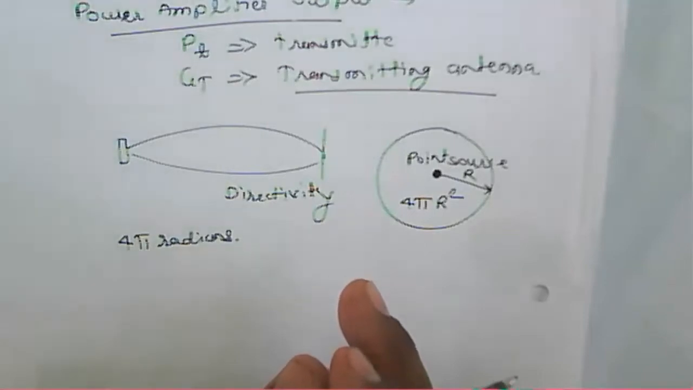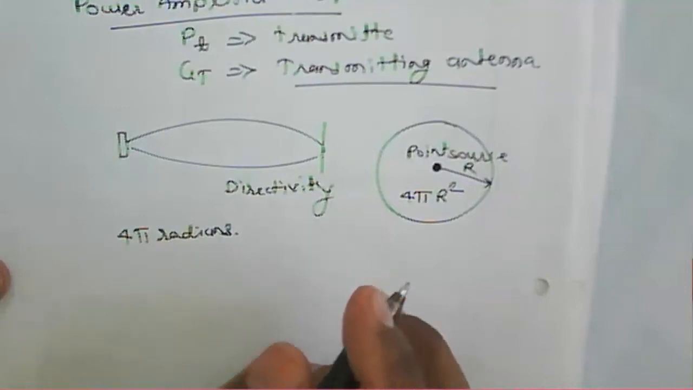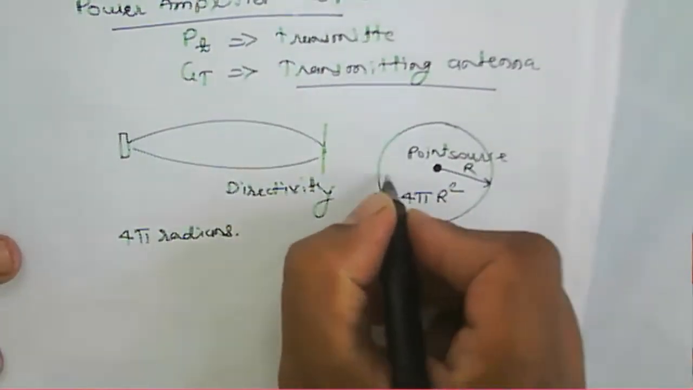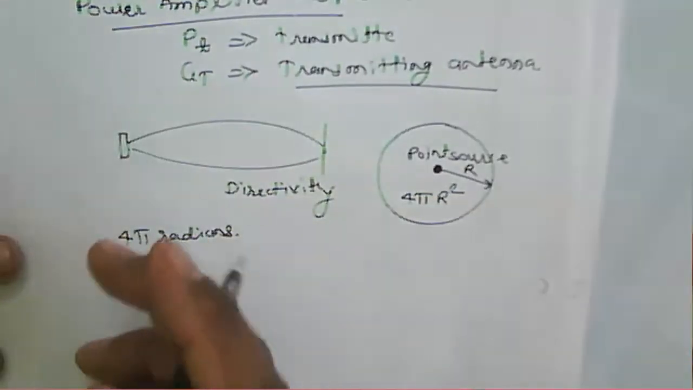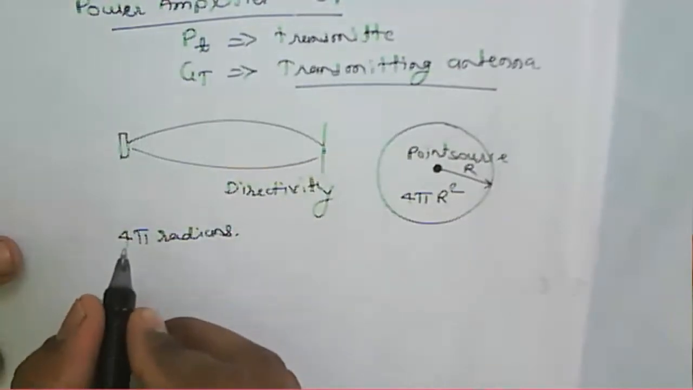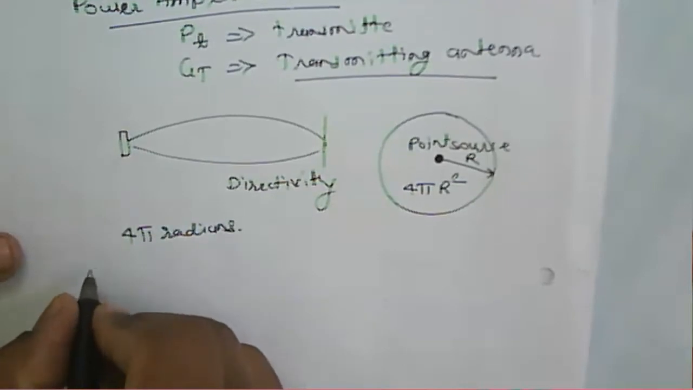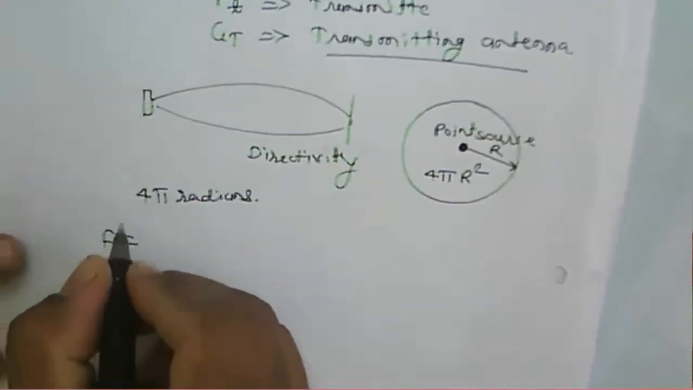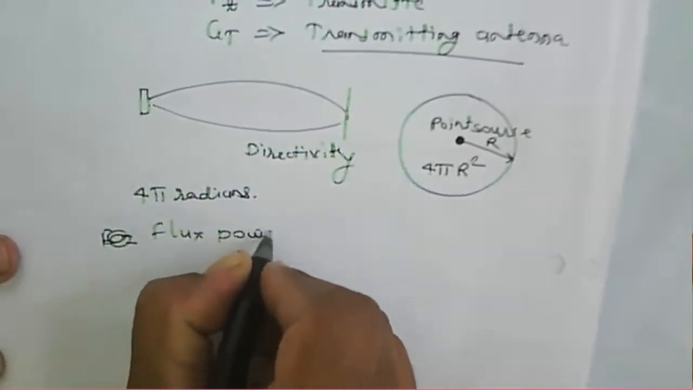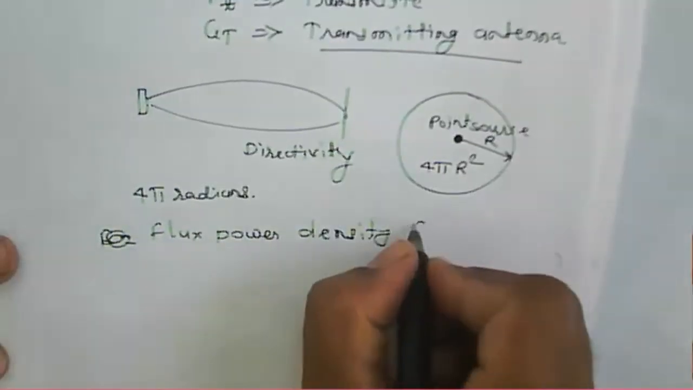So from that we can calculate what the power density will be. The flux power density at some particular unit area on this sphere, or from this isotropic radiator. So flux power density is nothing but F, flux power density, that is equal to F.